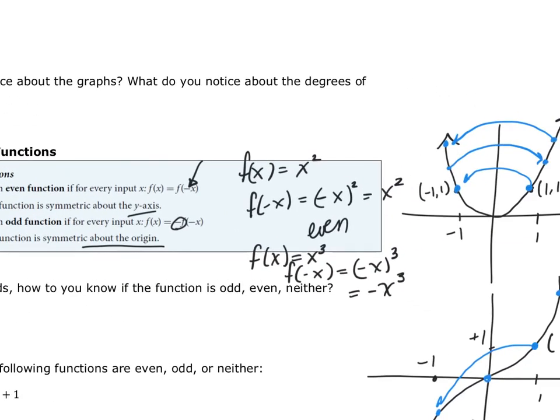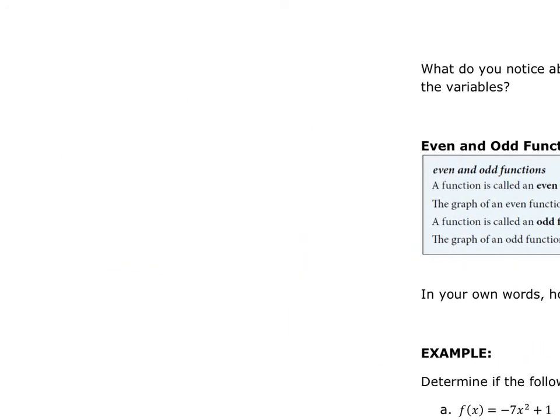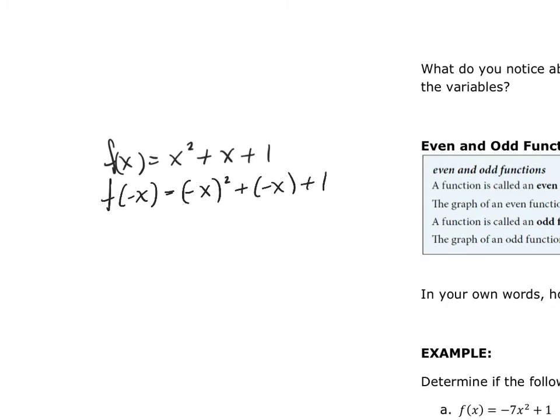Now these are my parent functions, but if I deviate from my parent functions, in other words, I change them slightly, so if I said f of x is equal to x squared plus x plus 1, that's not necessarily going to have symmetry just because it's an even function, or just because the highest power is even. So if I go to check it, f of negative x gives me negative x squared plus negative x plus 1. This becomes positive x squared. This is a negative, and this is plus 1.